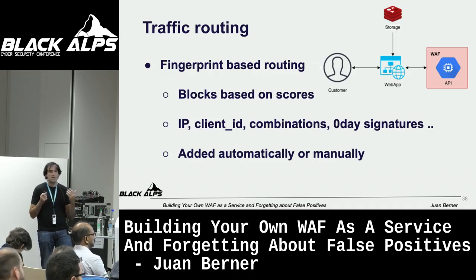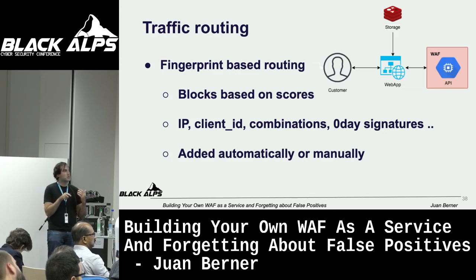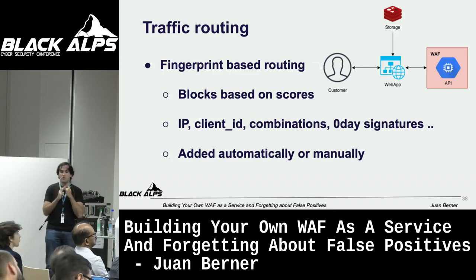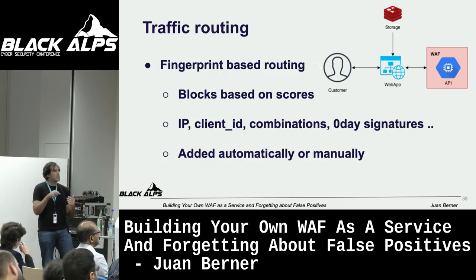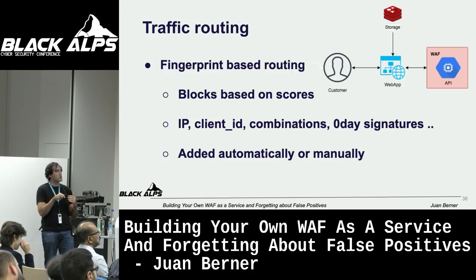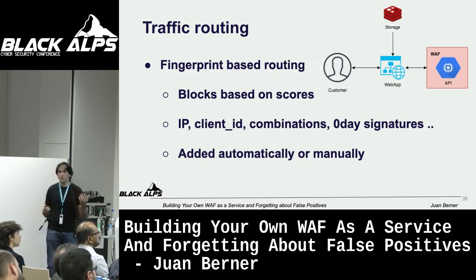So it basically decides based on the storage that some particular, let's say 0-day string, or a particular user ID, or a combination of user agent and IP address is behaving in a malicious way, and then decides to actually route the traffic to the WAF. And this can be manually or automatically added.